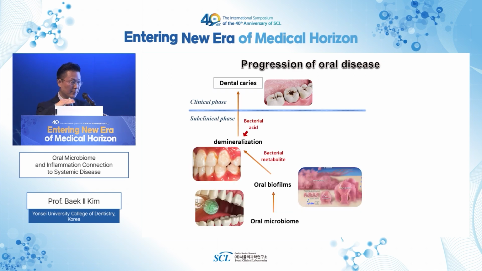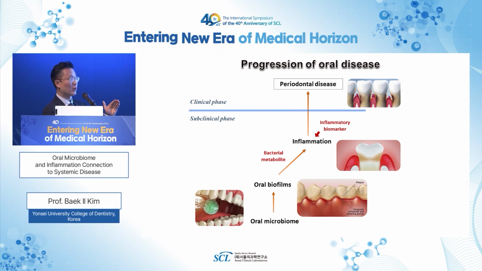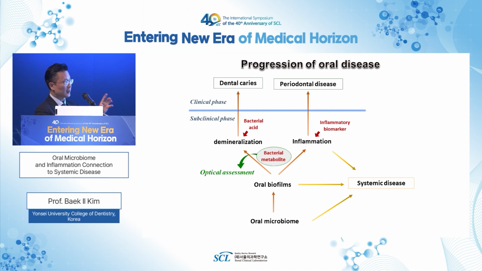Oral microbiome accumulates and makes a layer. They can make oral biofilm. One pathway is to produce acid, which dissolves the enamel and tooth structure. We call this the dental caries pathway. The other pathway is that the oral microbiome makes inflammation in the host tissue, the surrounding periodontal tissue, and resolves the alveolar bone, so finally we find periodontal disease. But we can find a common stage, the oral biofilm stage. If we detect this oral biofilm stage, through bacterial metabolites by a specialized optical assessment, this is a very meaningful real-time assessment.